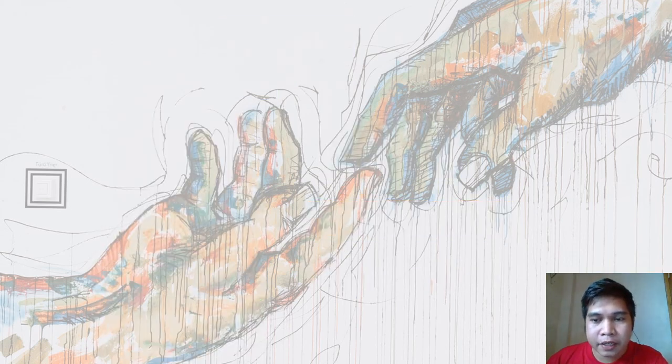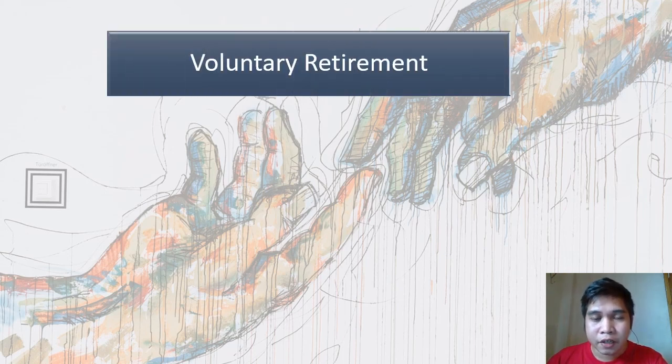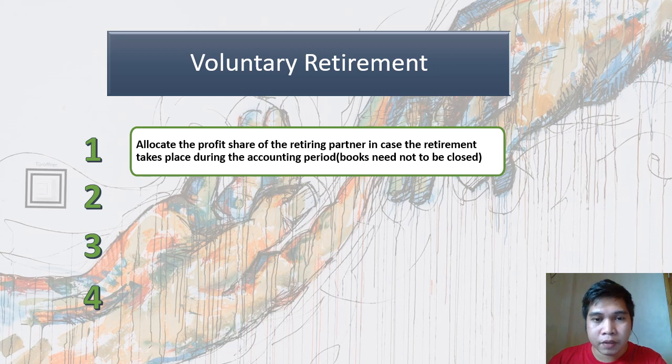Okay, before the retiring partner can actually claim his money from the partnership or he can receive his share from the partnership, of course, there are certain accounting procedures that have to be followed, di ba? I noted four, pero may mga cases na madagdagan yan, depende sa sitwasyon. Number one, allocate the profit share of the retiring partner in case that retirement takes place during the accounting period. Books need not be closed for practical reasons. Ibig sabihin po, kapag nag-retire siya during the accounting period, meron pang profit na hindi pa na-distribute sa kanya, kailangan natin yan ibigay. For example, nag-retire siya ng September, kailangan natin ibigay yung profit niya from January to September.